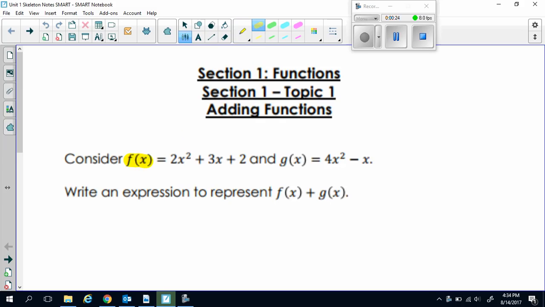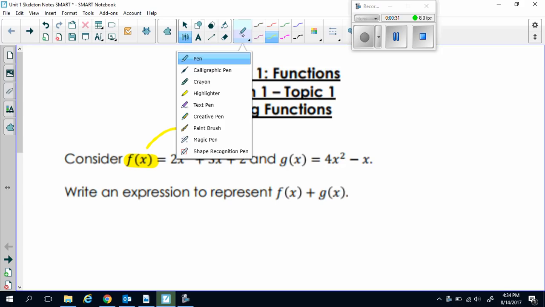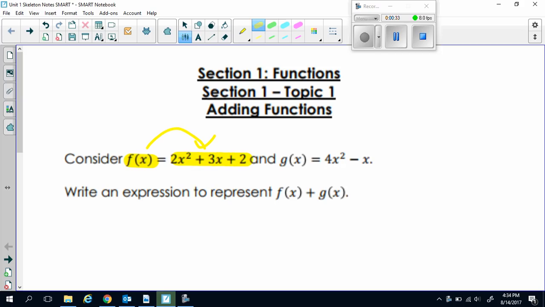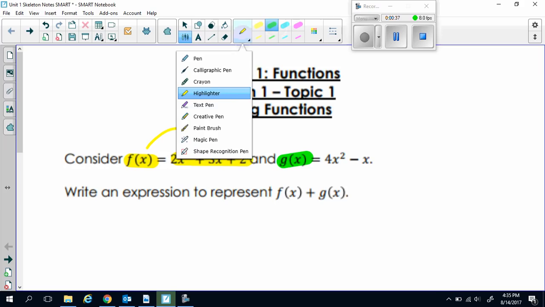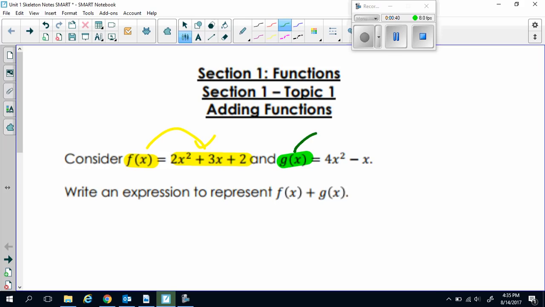What it's saying is that this f of x is this polynomial function. Okay? So it is 2x squared plus 3x plus 2. This g of x is this g of x function. And it wants me to add f of x plus g of x.